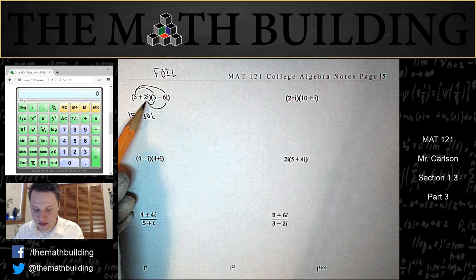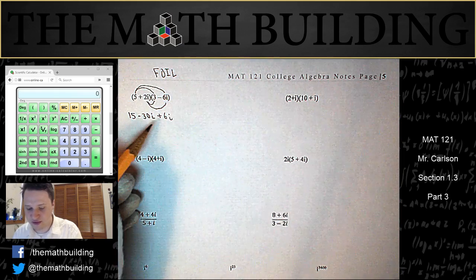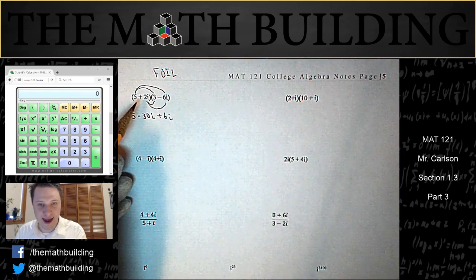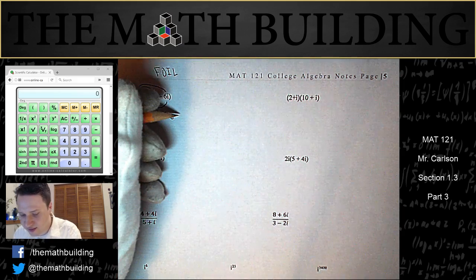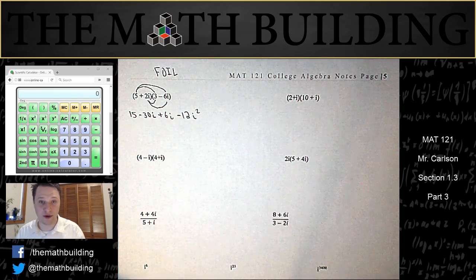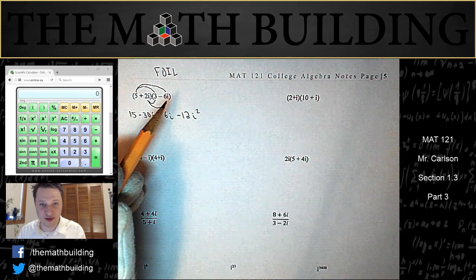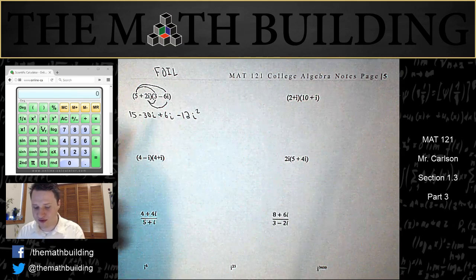2i, now we do the inside. 2i times 3 is 6i, positive. It's positive, so I write a plus sign. And here's the little different part. 2i times negative 6i is negative 12i squared. So 2i times 6i is 12i squared because of i times i. So let's simplify this a bit.